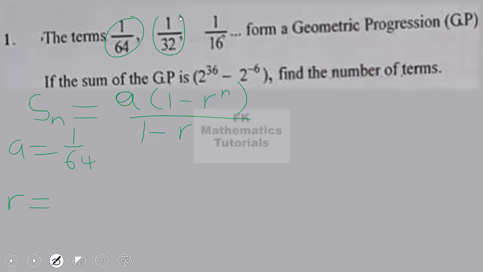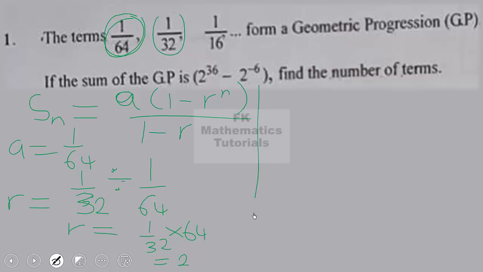So let's say this divided by this. So 1/32 divided by 1/64. So R will be equal to 1/32 times 64, which is equal to 2. R is equal to 2.